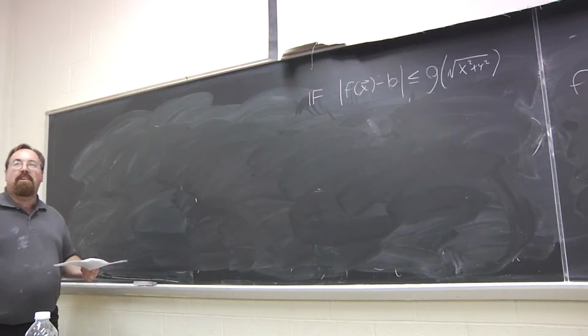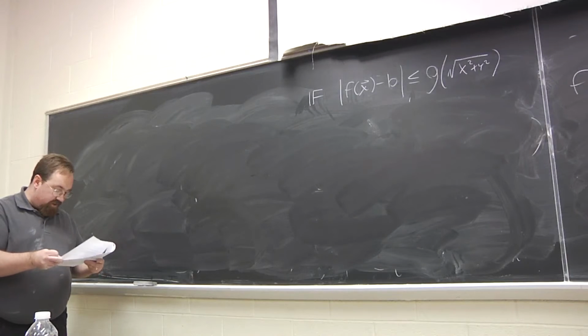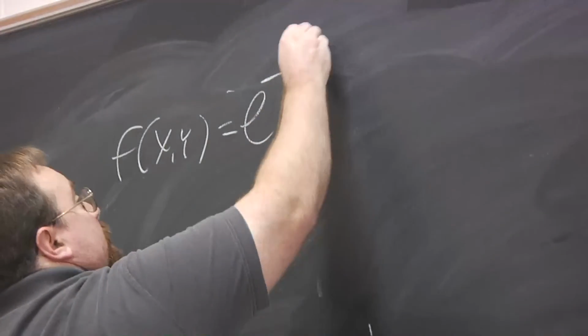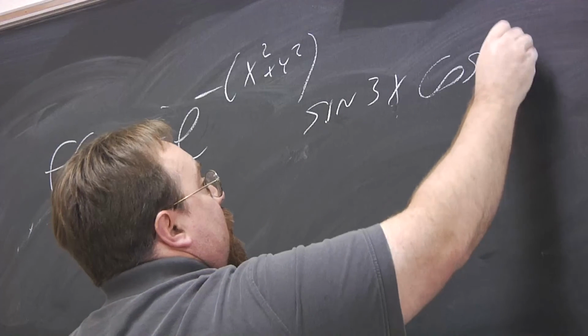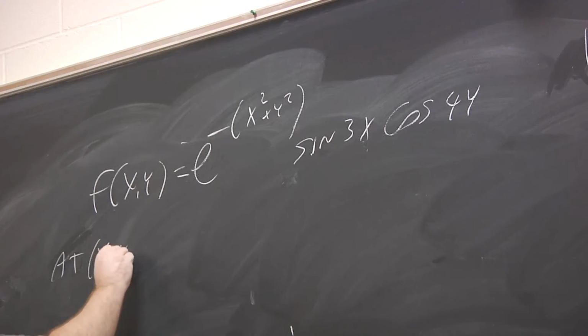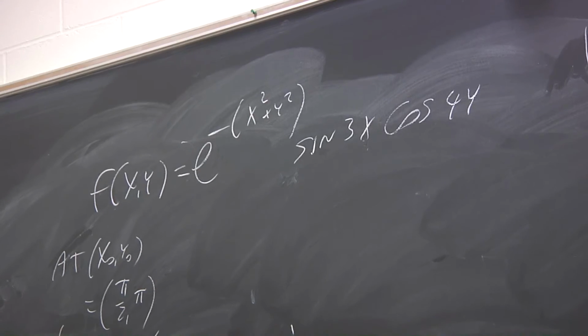Now, it sounds like a simple idea, but in practice, it's pretty easy, unfortunately, to make a careless mistake. So, for example, let's take a look at this function: e to the minus (x squared plus y squared), times sine 3x, cosine 4y. And ultimately, you want the derivatives at this point, pi over 2 and pi. But the idea is, if you're asked for partial derivatives at a particular point, the best thing to do is wait until the very end. Don't plug in anything until you've completely finished differentiating.